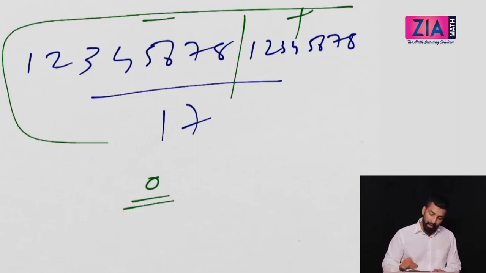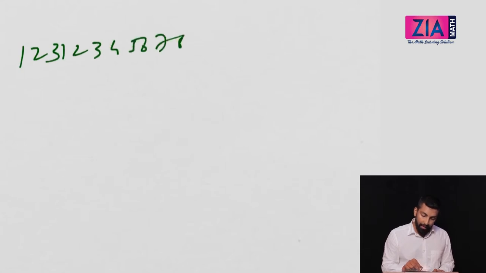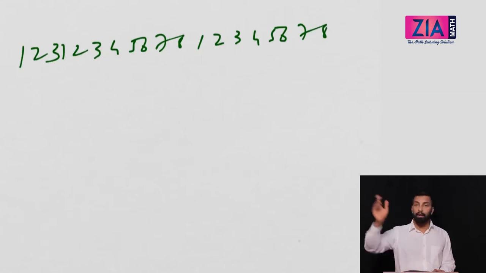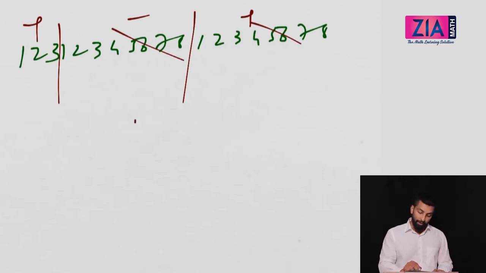Otherwise, this question looks very big, right? But your answer is 0. How? You divide into groups of 8, put plus and minus, and both get cancelled out. The remainder is 0. Now let's suppose 1, 2, 3, then 1, 2, 3, 4, 5, 6, 7, 8, 1, 2, 3, 4, 5, 6, 7, 8. How will you divide into groups of 8? Divide into groups of 8 from the rightmost side. So this is your first group and this is your second group. So this is plus, minus, plus. Plus and minus will get cancelled out. What is left? 123.